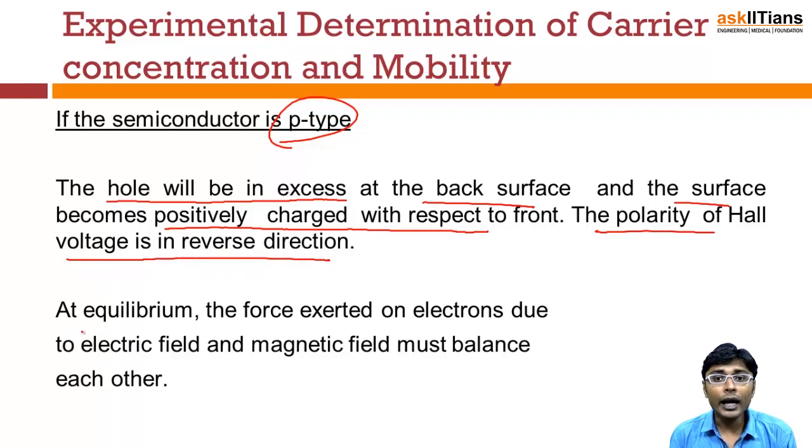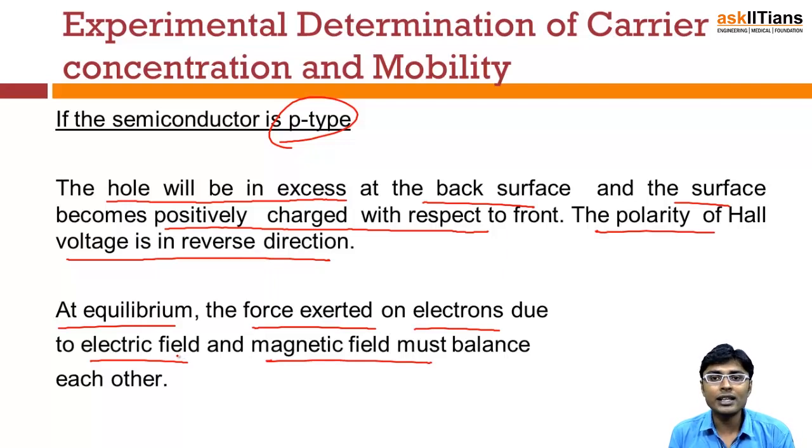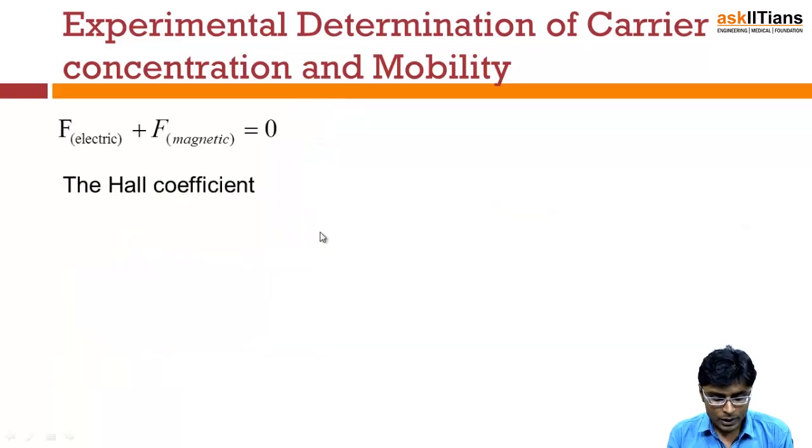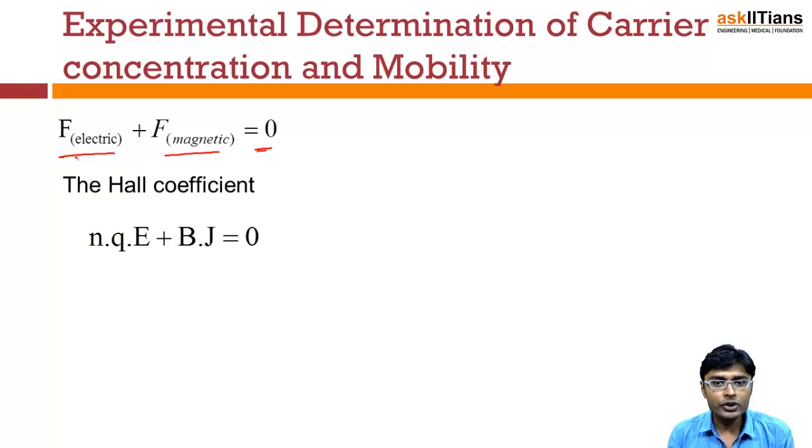Okay, at equilibrium, the force exerted on electrons due to electric field and magnetic field must balance each other. So we know that there is a magnetic field as well as an electric field. At equilibrium condition, they will be balancing each other. So that means the sum of the forces due to the electric and the magnetic field will be equal to 0. Now we know that the electric force is equal to nqE, while the magnetic force is equal to B dot J. So the sum of these two will be equal to 0.